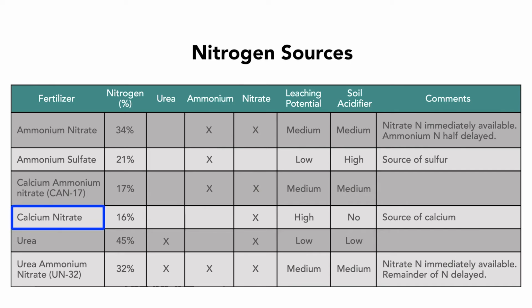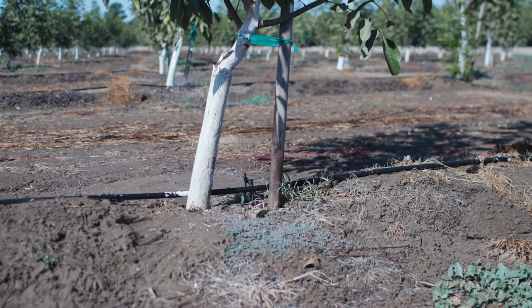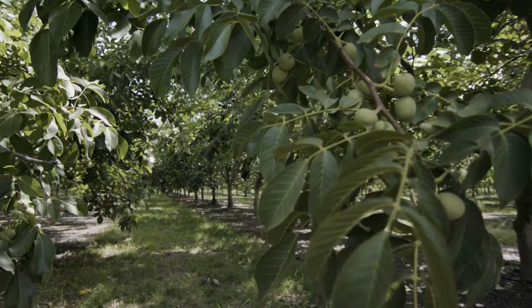Calcium nitrate is a readily available form of N, but also has a high leaching potential. This leaching potential can be managed with well-timed applications, and calcium nitrate is well suited to fertigation systems. The calcium in calcium nitrate can also be helpful for tree health.